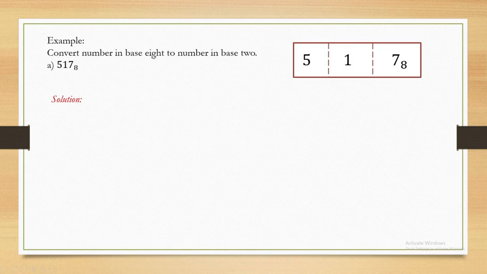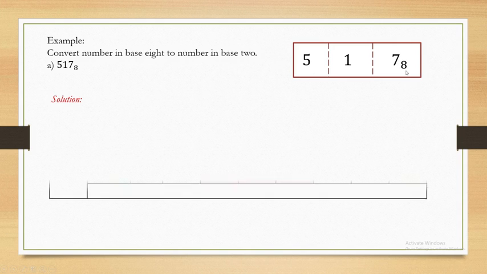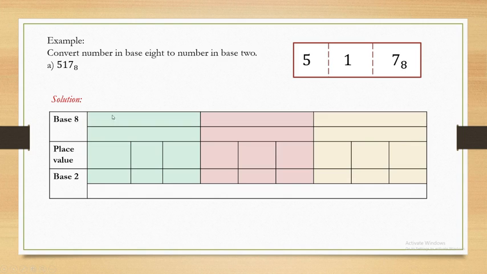Just now, we already saw examples for base 2 to base 8. Base 2 to base 8 was 3 digits for one group, but if it involves base 8 to a number in base 2, it involves just one digit only for one group. Okay, build the table like this. The first row is base 8, the second row is place value, and the third row is base 10.